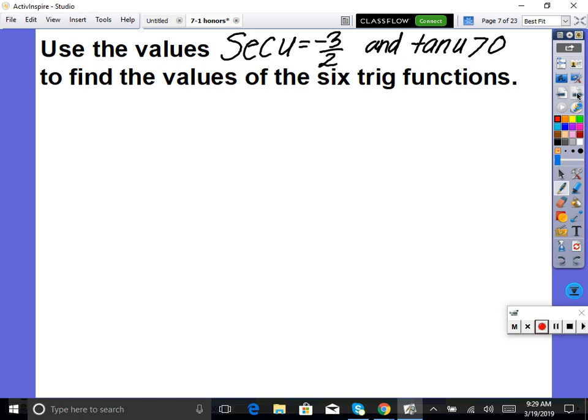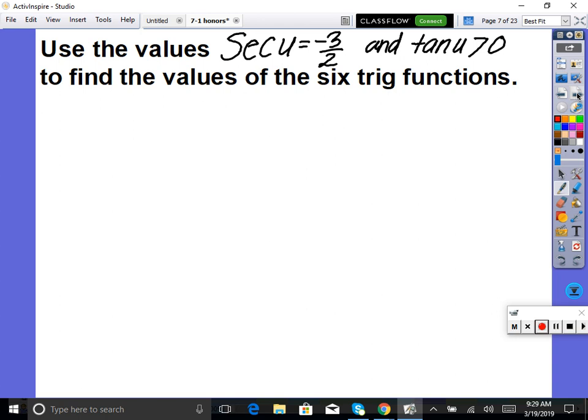It says use the values given that secant of u is equal to -3/2 and your tangent of u will be greater than 0 to find the values of all 6 trig functions. Now everybody, we are given secant of u is equal to -3/2. That is not a unit circle thing, is it? No. So it's a right triangle.